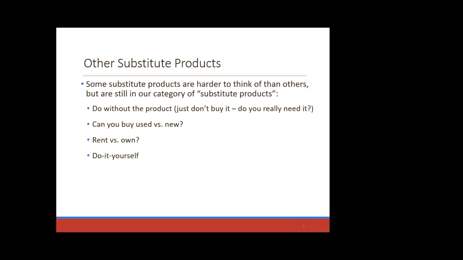Can you buy used versus new? Can I buy used phone? Yes, I can. Can I buy used table? Of course, all the time. Why do I need a new table? Can I rent a table or can I rent a phone? I cannot rent a phone. Not possible. I can rent a table. Yes, I can rent a table. Can I do it myself? Can I make my own phone? No, I cannot make my own phone.